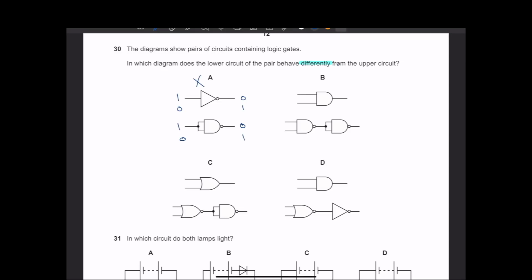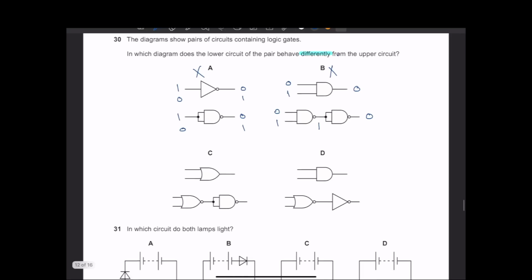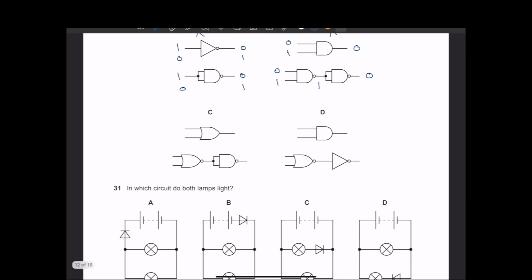Let's test B. If that was 0, 1, for example, the output here will be 0. Then through the next gate it's supposed to be 1. And 1, when it passes through NAND, it's supposed to be 0. So this is also the same output. So I will not choose B, because the output is the same for both.